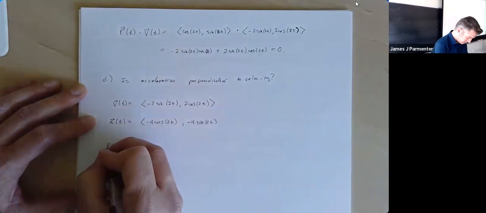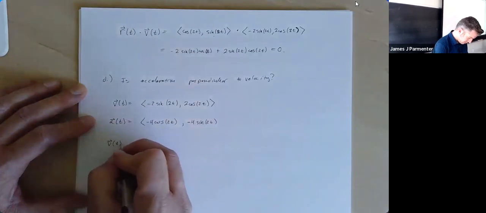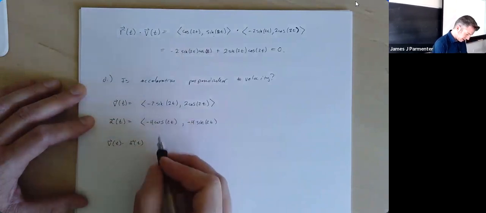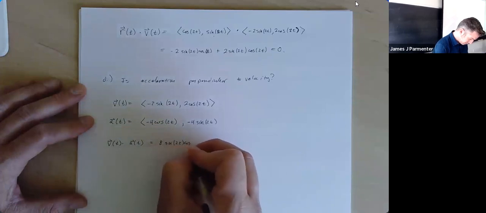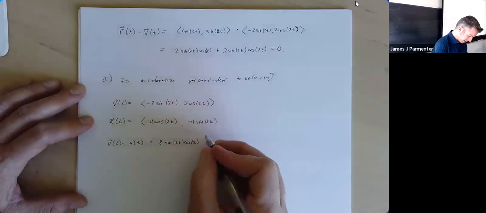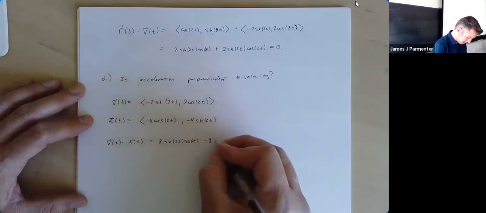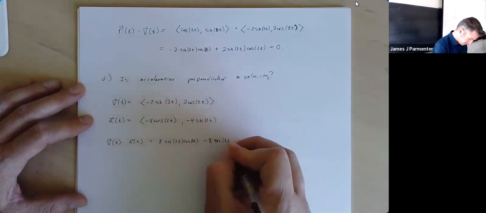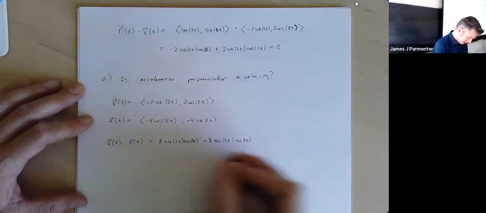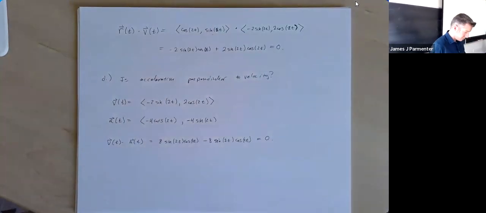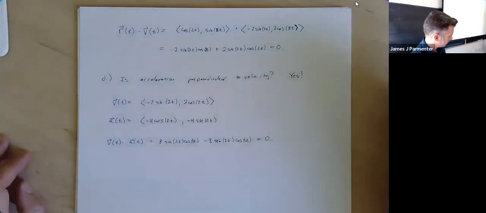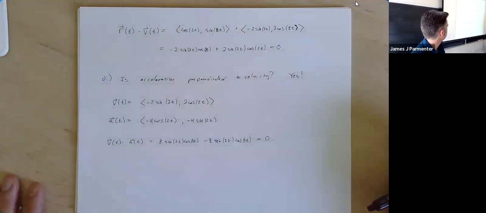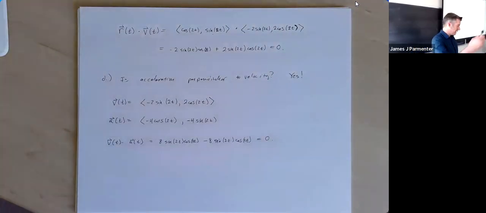If we dot those together, we're going to get that times that. So we're going to get 8 times sine of 2t times cosine of 2t. Those multiplied together, we're going to get -8 times sine of 2t times cosine of 2t. Those definitely cancel each other out. We get 0. So yeah, acceleration is always perpendicular to velocity. Interesting. It means we are always accelerating inward in this particular example.